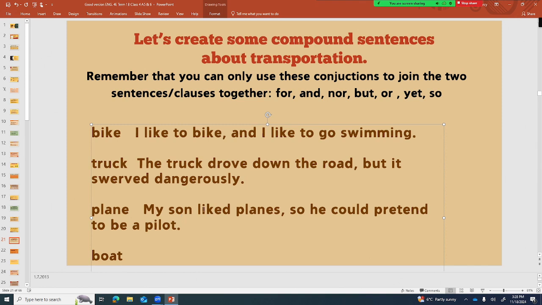My son is my subject. Liked is my verb. Here's my conjunction. I've got a little comma right before the conjunction. He is my next subject. And then could pretend to be a pilot. Could pretend and to be are my verbs. I'm not going to do the last one just because we're getting on to the next one, I think.